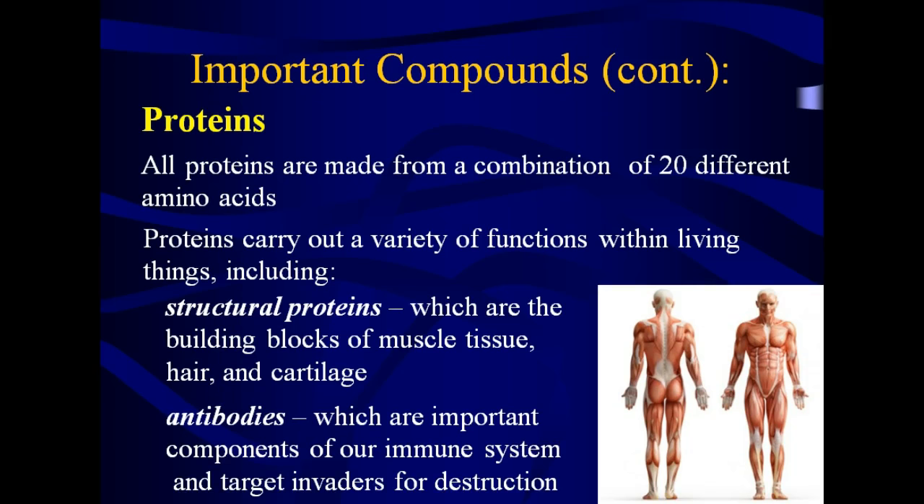Proteins. Proteins are very, very important elements to all living things and cells. All proteins are made up from building blocks called amino acids, and there's only 20 different amino acids. You and I have about 2 million different kinds of proteins in our body, and every single one of those 2 million is made up from different combinations of these 20 different amino acids.